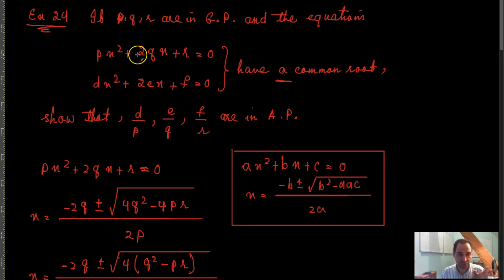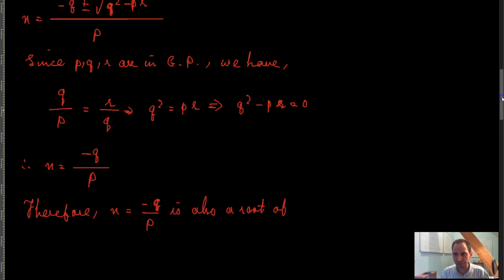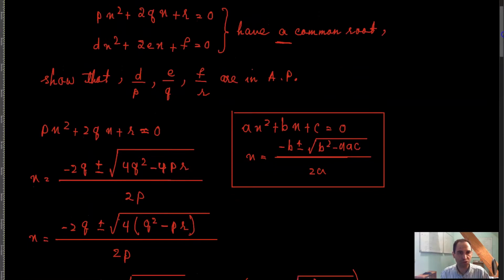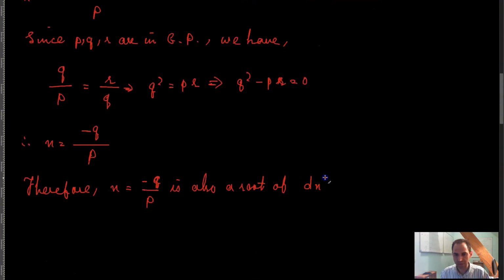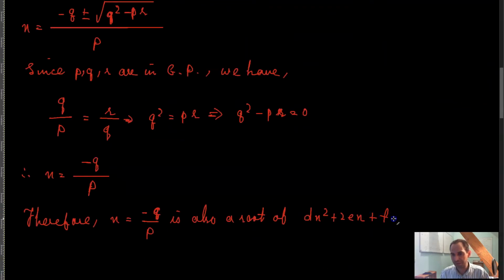I mean, for example, these two equations are second degree equations, and each of them could have two roots. But since the first equation has only one root, that root is going to be common with the second equation, which means that therefore x is equal to negative q by p. Negative q by p is also a root of the equation dx squared plus 2ex plus f is equal to 0.